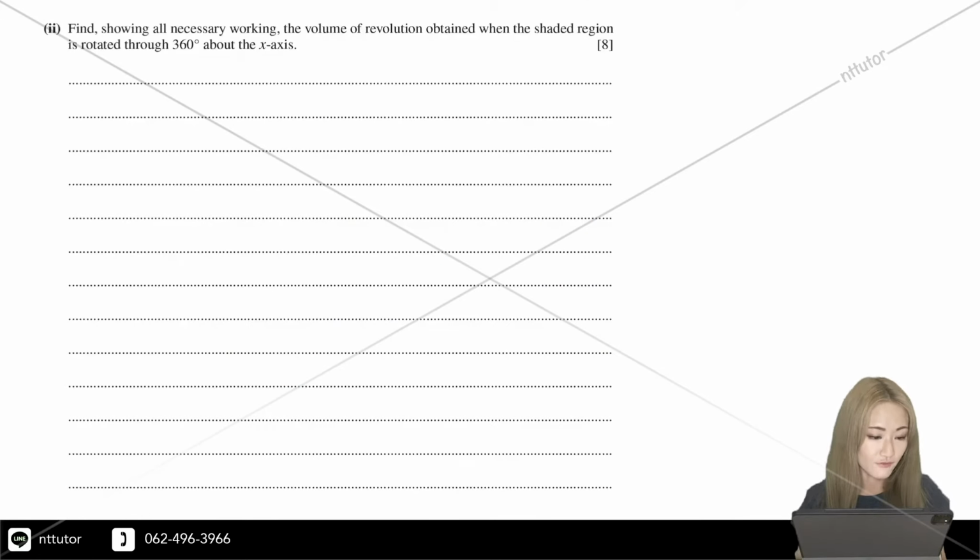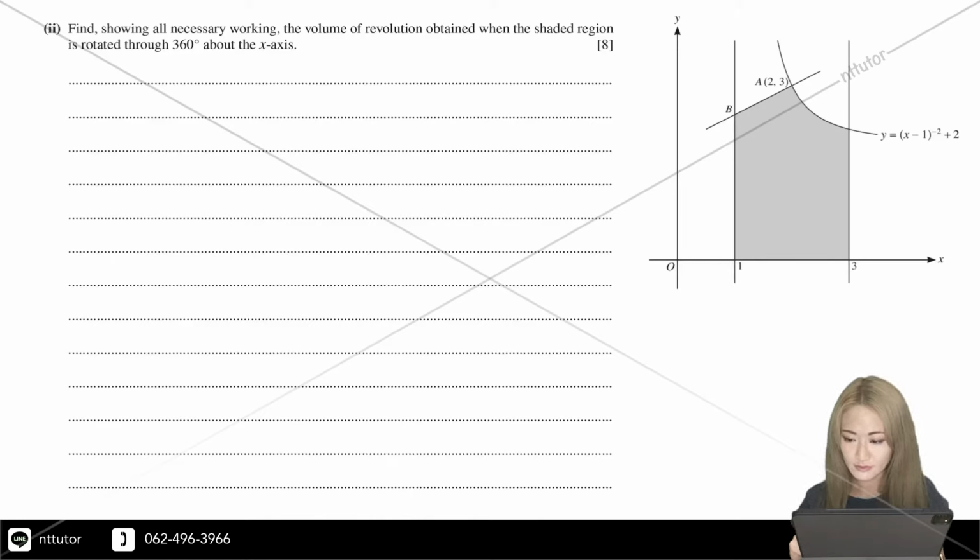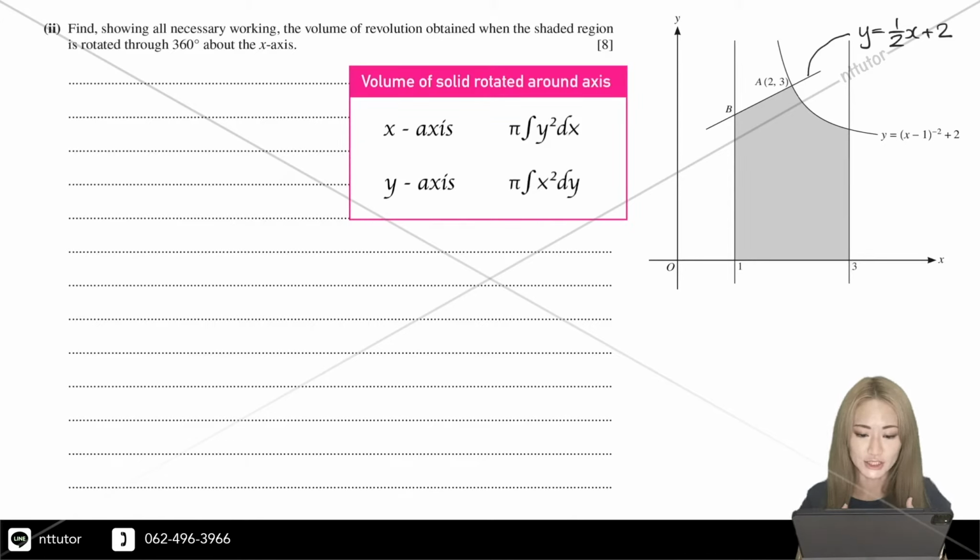Part 2. Find, showing all necessary working, the volume of the revolution obtained when the shaded region is rotated through 360 degrees about the x-axis. So this is the diagram of the graph. And that is the normal over there. To find the volume of a solid rotated about an axis, we have a formula for that, which is not given in the formula sheet, so you have to remember this. So we're rotating it around the x-axis. Therefore, the volume is equal to pi times the integral of y squared dx.